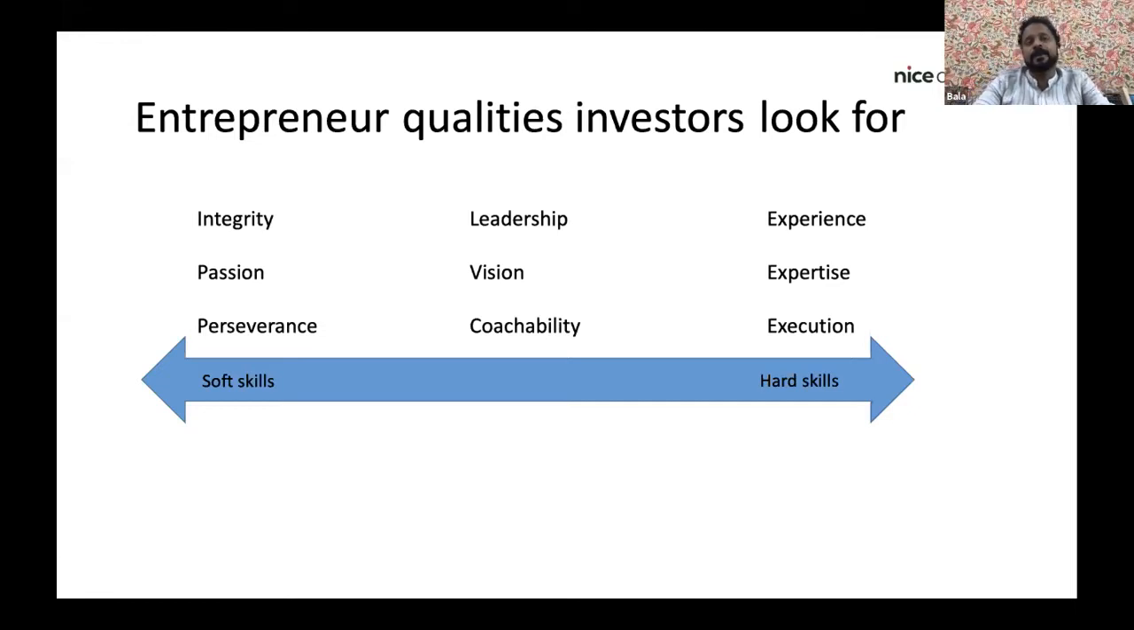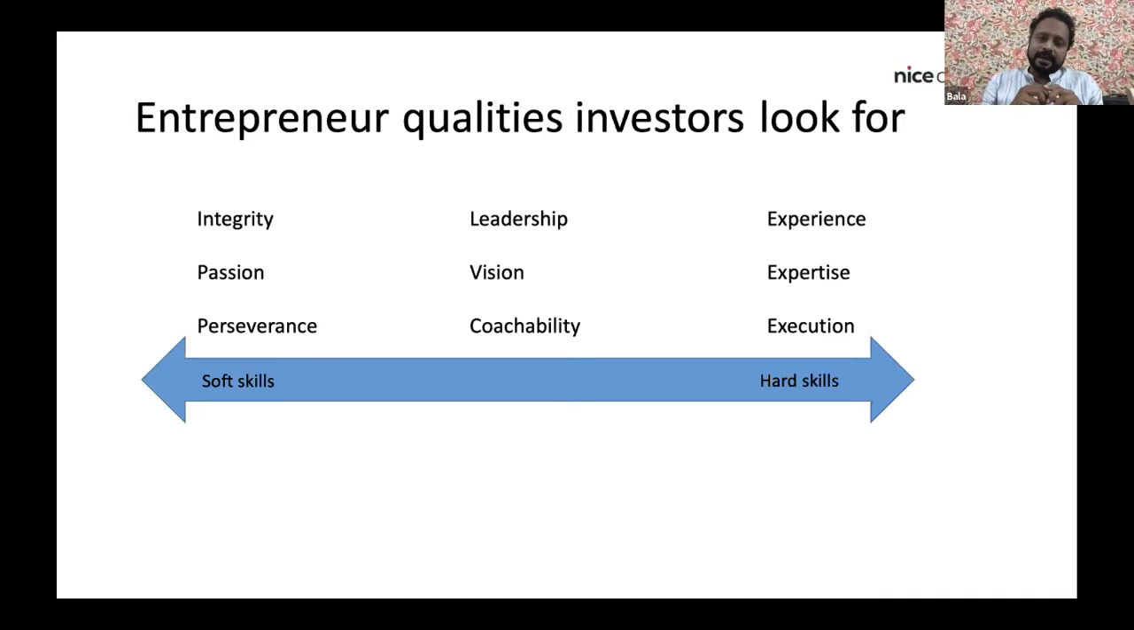By the way, when I say investor here, you will pitch your business not just to investors. You'll also pitch it to your partners, to your future employees, and to your customers. You'll pitch it in competitions, or to government and different stakeholders. So your pitching is not just to one stakeholder. Investor is only one stakeholder.